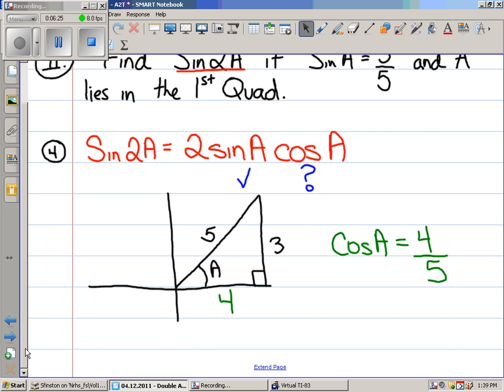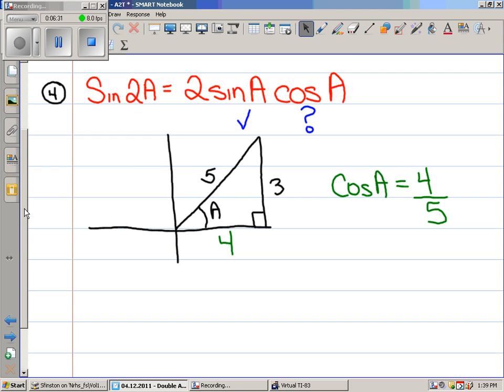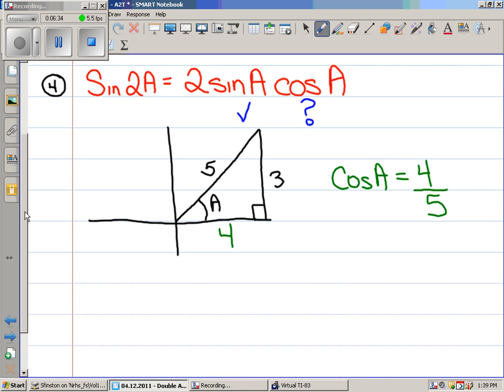And then the final end of this is what? Guess what we do? Yeah, you just sub them back in. Sub it all back in. Yep. So therefore, sine 2A is going to be equal to, how much was this? How much was the sine?